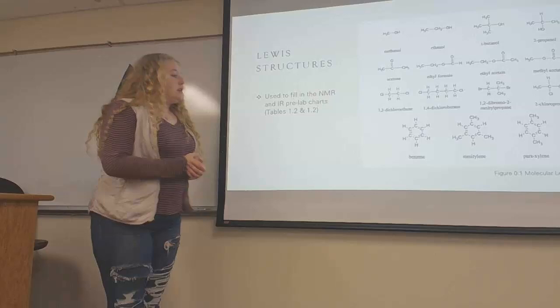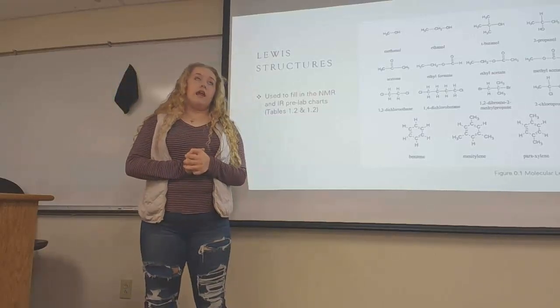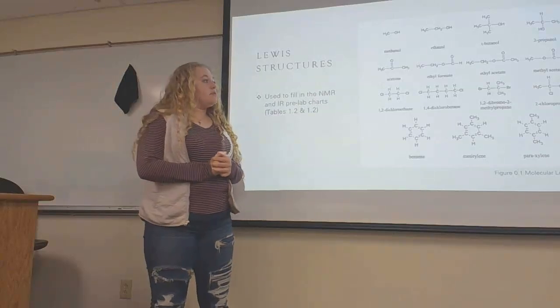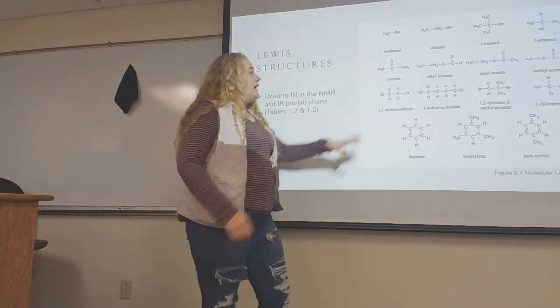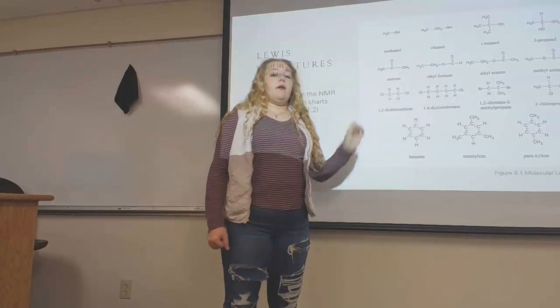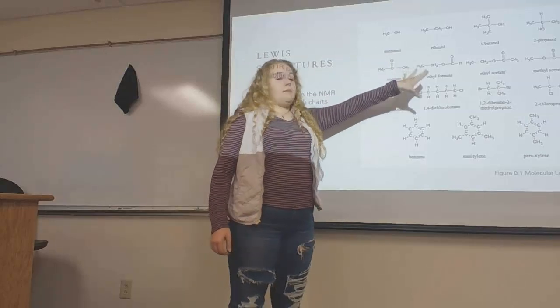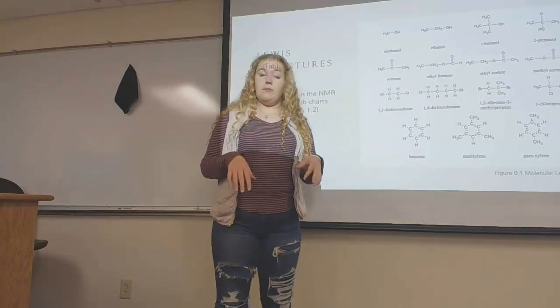This figure is Lewis structures. These were used to fill out the pre-lab charts of NMR and IR. So for the IR, we looked specifically at the types of bonds in each. Based off of what was present, we were able to check off what functional groups were present in each of these possible compounds, which had the potential to be present in our sample.